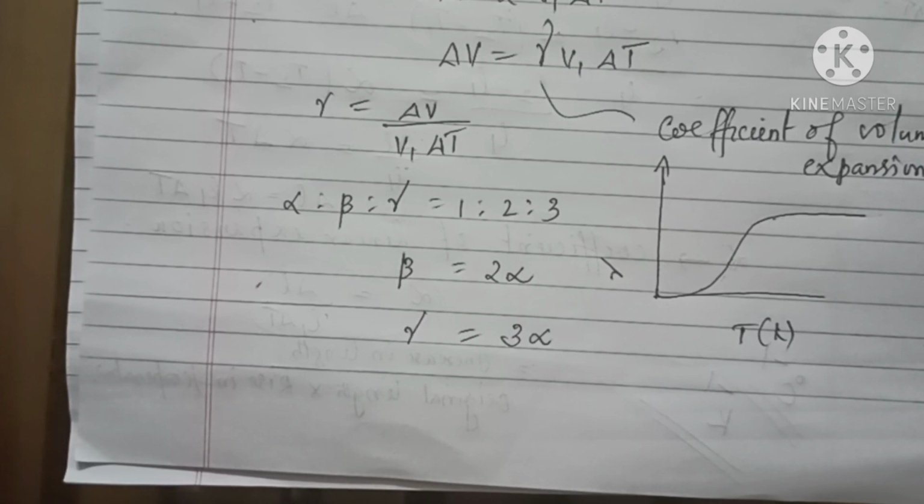Clear? So that's all about thermal expansion and its related types. Clear for you? Linear, then area and volume. Now the relation is alpha is to beta is to gamma is 1 is to 2 is to 3, or beta equal to 2 alpha, or you can write gamma equal to 3 alpha. Clear?